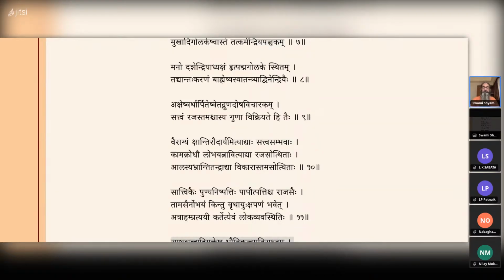Now we'll go to the verse number 13 in the Ramakrishna Tika, and that same thing is mentioned as a different sloka here, as verse number 9. Akshe swartharpita svetad gunadosha vicharakam sattvam rajastamasasya guna vikriyate hiteihi. Now the mana is Trigunatmika Maya's kela, right?